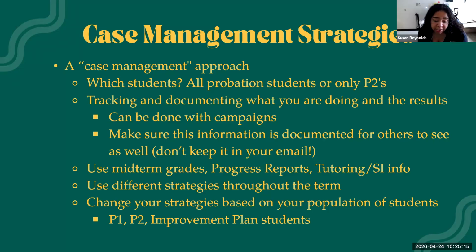You could also change your strategies based on the population of students. So your P1 and P2, you might just throw into a campaign that all get the same email and you resend that email once every month and just make sure that you're communicating with them. Whereas your improvement plan students, you may require them to meet with you so that you can check in and see how they're doing and if they need any resources from you.